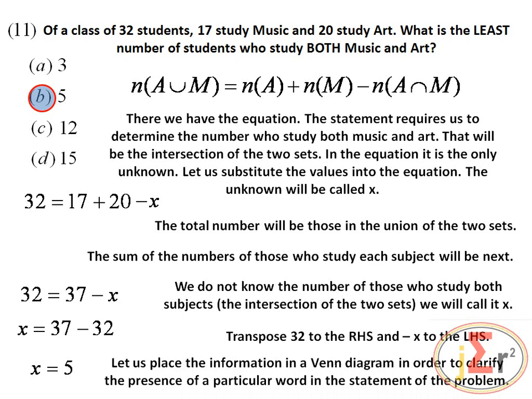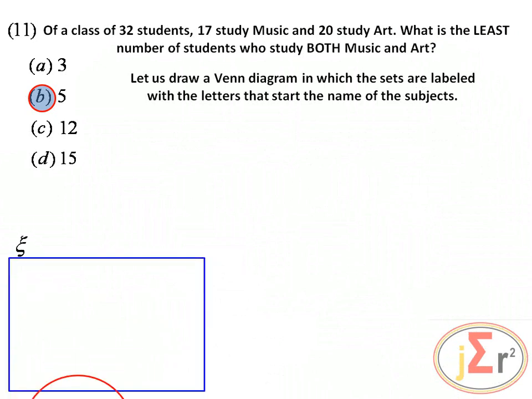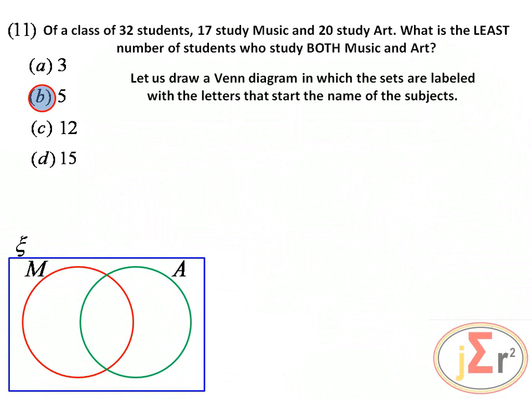Let us place the information in a Venn diagram in order to clarify the presence of a particular word in the statement of the problem. Let us draw a Venn diagram in which the sets are labeled with the letters that start the name of the subjects. So we have the Venn diagram with the universal set, M and A are inside of the universal set, and they have an intersection.